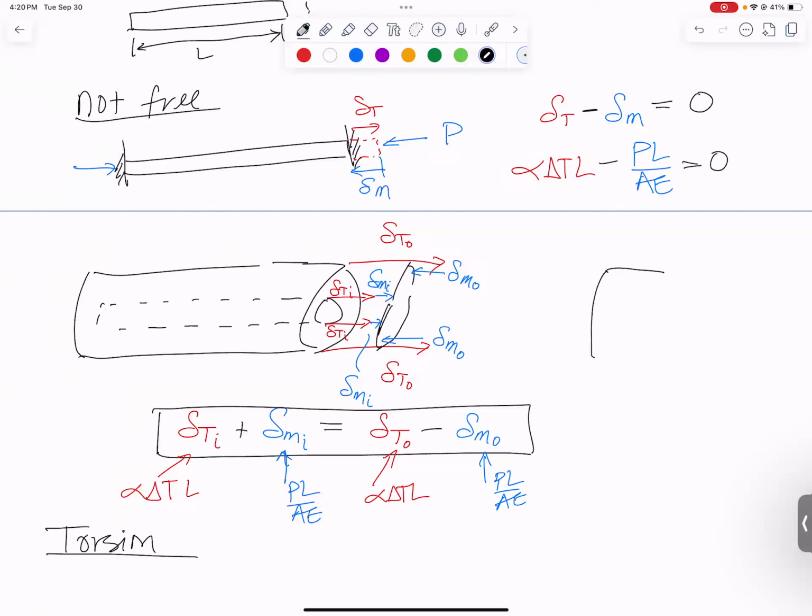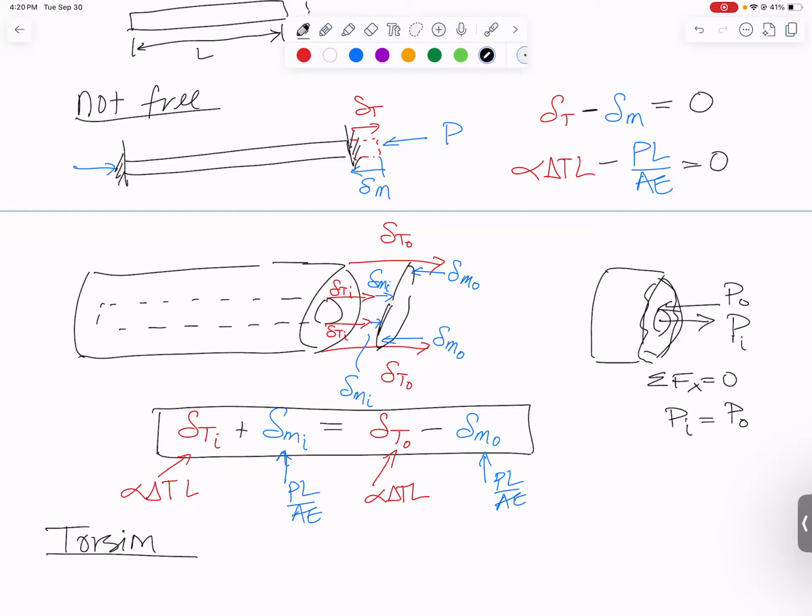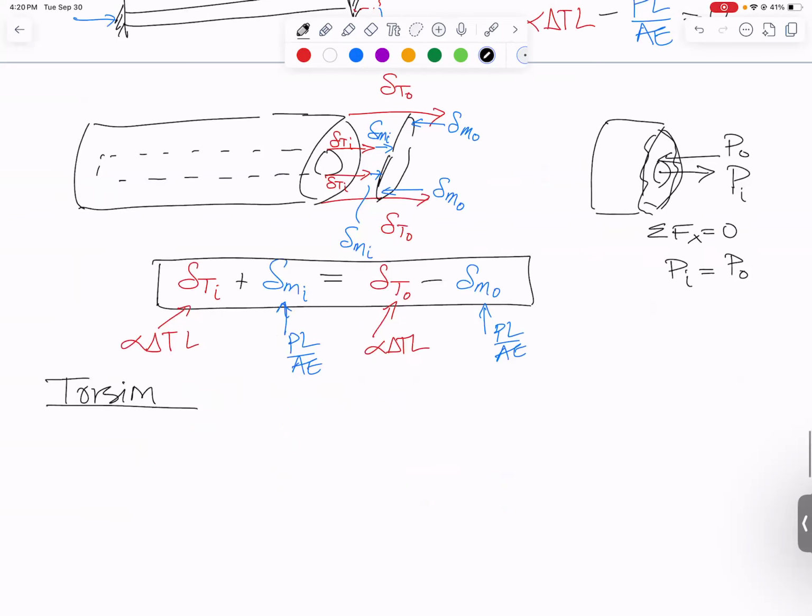If I were to cut this open, here's my cut open face, to see what's actually happening load-wise, what's happening is that the outer material is pulling out on the inner material with a force P. The inner material is pulling in on the outer material with a compressive force. This would be our P inner and P outer, and if you sum forces in the X direction, you'll find that P inner has to equal P outer, and that's what you would plug in over here. There's thermal really, really fast.